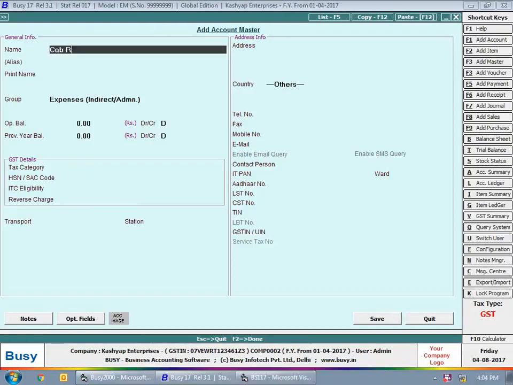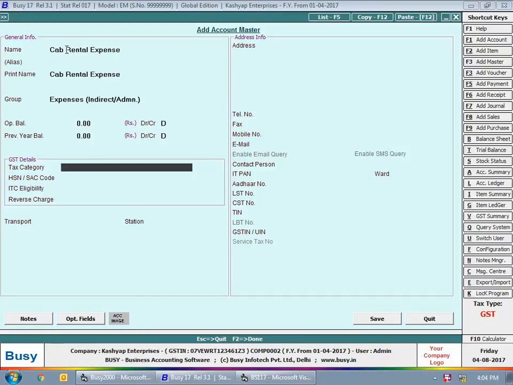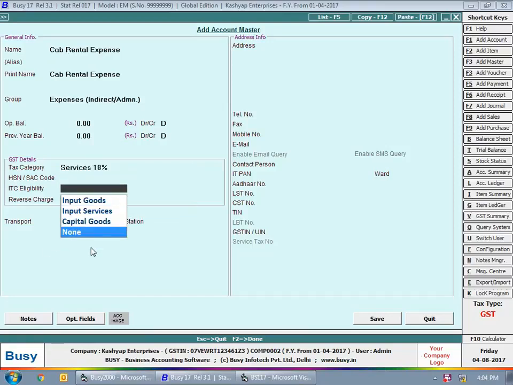Next is our cab rental expense. For cab rental expense also you will not get any ITC claim. So under this account we'll take ITC eligibility as none and reverse charge as based on daily limit.